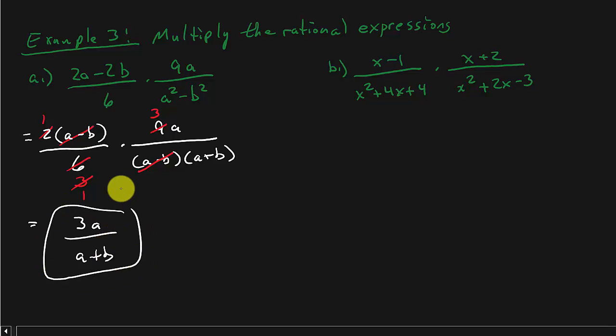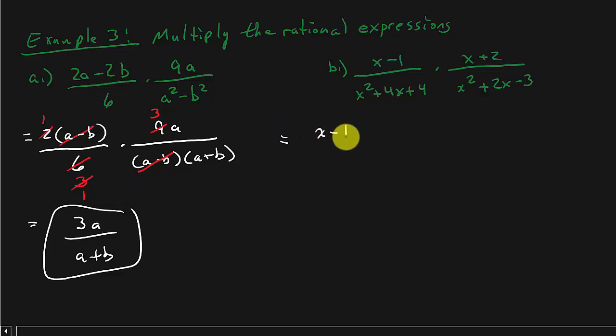Okay. All right, so I hope all this is making sense, and hopefully you can see that multiplying these things is really no different than when we were reducing them. You're just factoring and then canceling what's on top with what's on bottom. Okay, let's look at the next one.